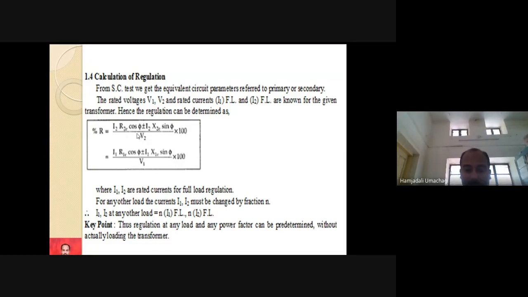Now, shall I show the nature of the graph, how you are going to get regulation versus different power factor in the laboratory?